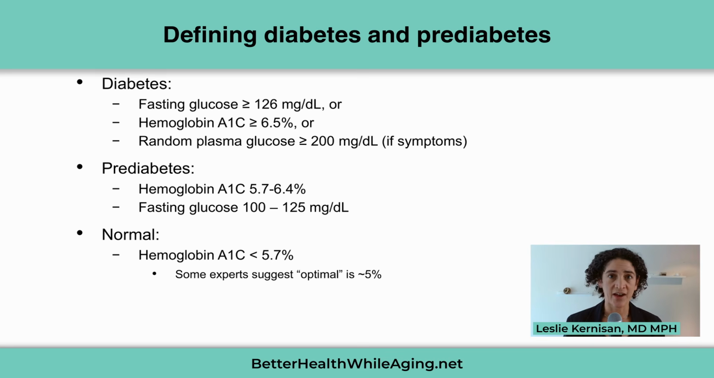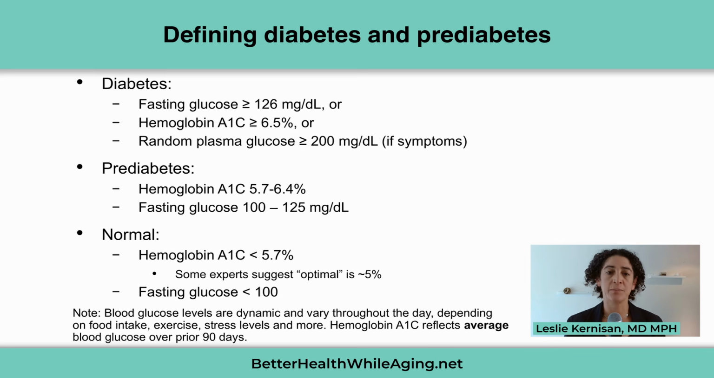Whereas if you're 5.5, 5.6, even though you're not yet in the range of prediabetes, that could indicate that maybe you should take a look at how you metabolize glucose. Your diet, is it really high in carbs and sugars? And think about that a bit. Normal would also be a fasting blood sugar less than 100.